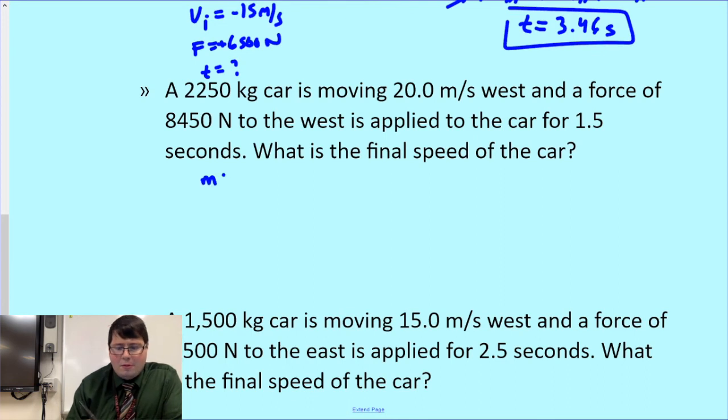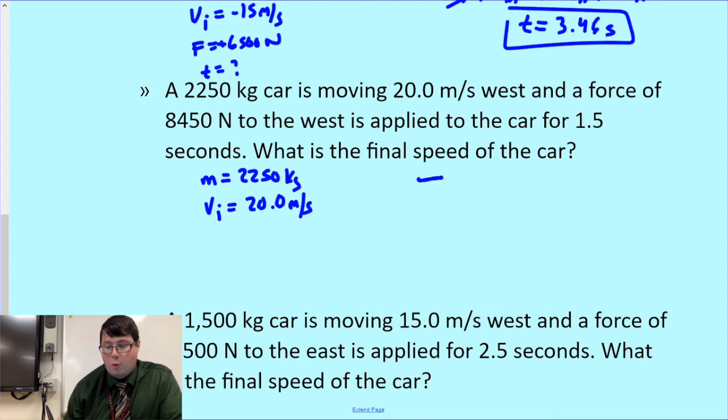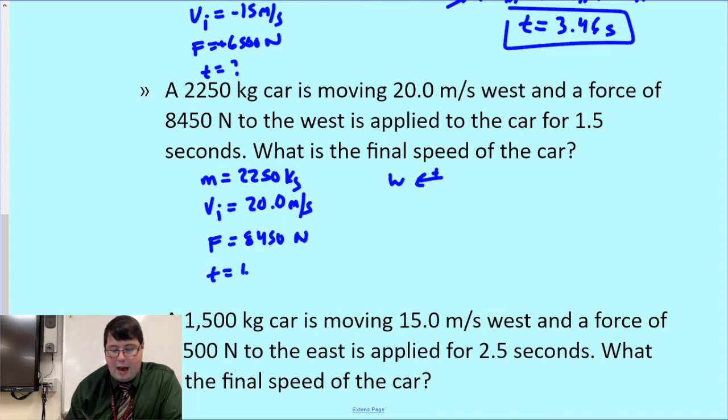Well, listing out my variables. My mass is 2,250 kilograms. It's now moving at 20 meters per second west. That's my VI. And the force is also to the west. So let's just go ahead and make west positive for both of these so all my numbers are positive. My force is 8,450 newtons west, and my time is 1.5 seconds. Now I want to solve for my final speed.